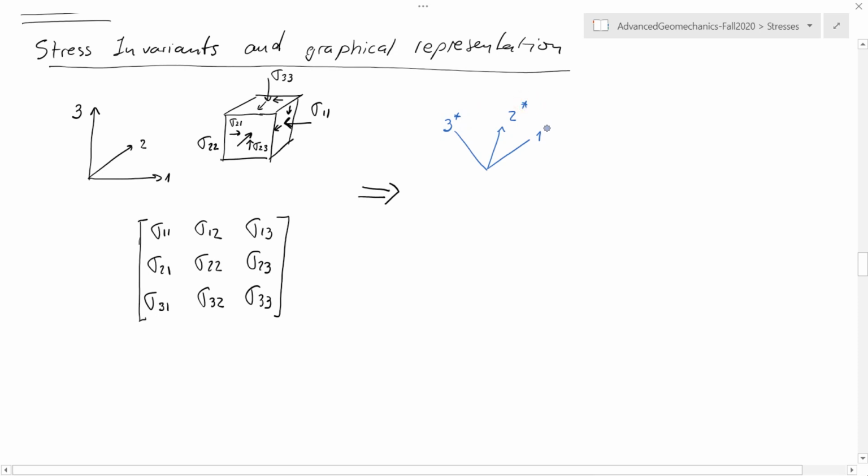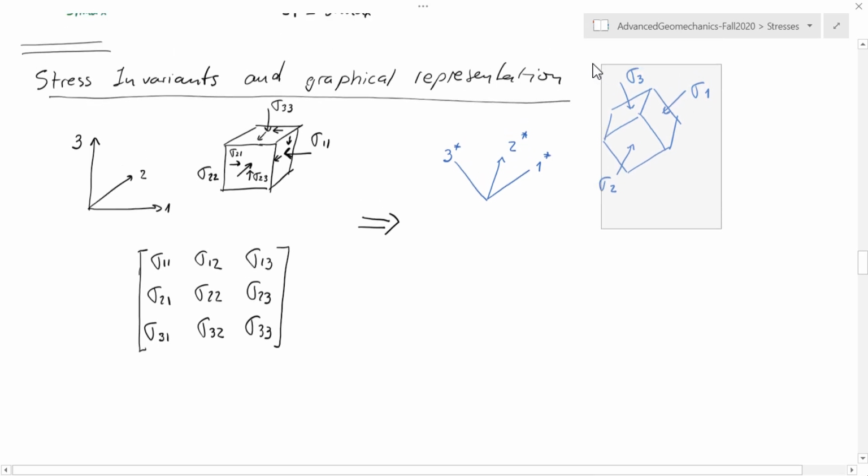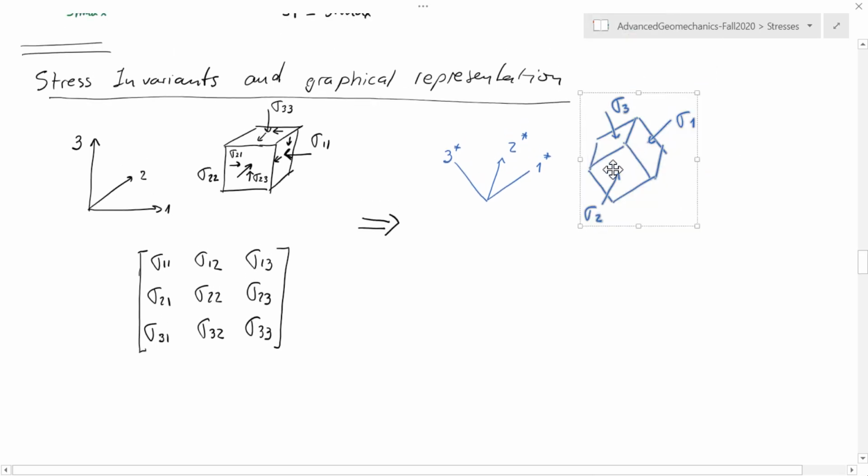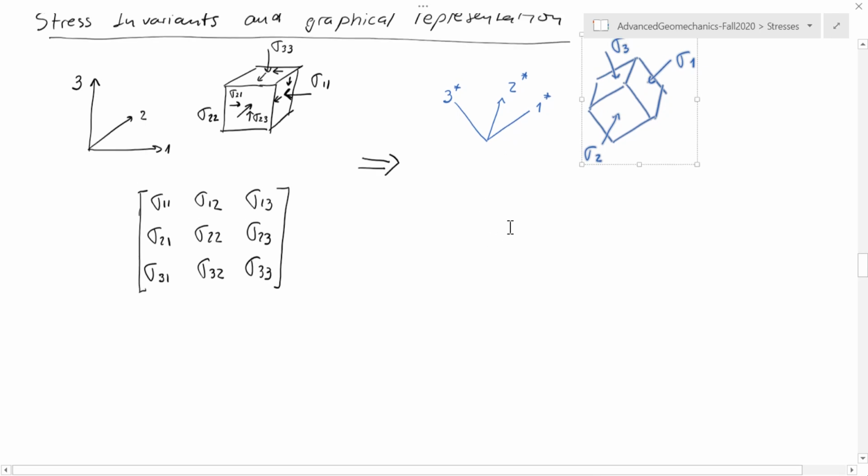for which we can write the stress tensor just with the principal stresses, and these stresses are going to be normal to the faces of the cube. Let's say sigma 1, sigma 2, and sigma 3. Notice that all the principal stresses are aligned with the principal direction that it corresponds to.